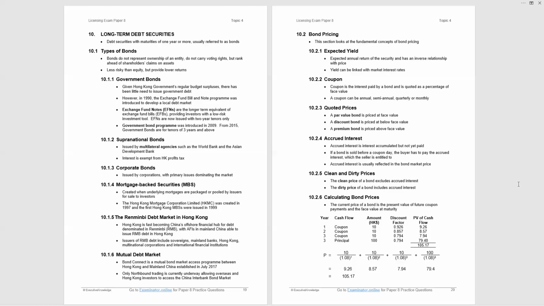Let's say they're both 5%. So where the coupon is equal to the yield, it's a par value bond priced at face value. That can be the answer to a question. A discount bond is where the coupon is less than the yield and it's priced at below face value. So a discount bond is where the coupon is below the yield and it's priced below face value.